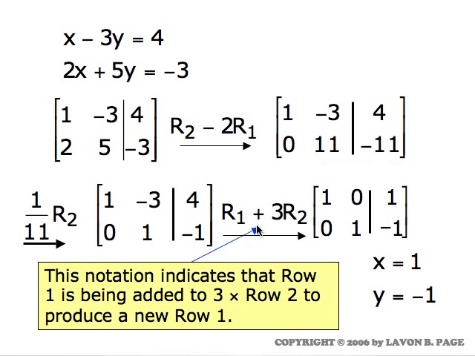Continuing from this point, row 1 plus 3 row 2 will give us a new row 1, which is old row 1 plus 3 times row 2. 1 plus 3 times 0 is 0. Minus 3 plus 3 times 1 is minus 3 plus 3, which is 0.